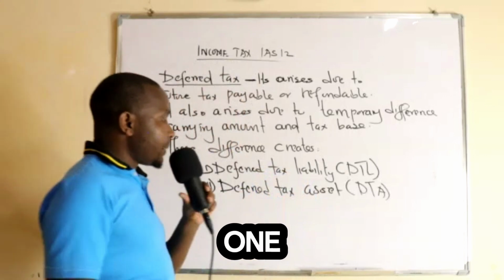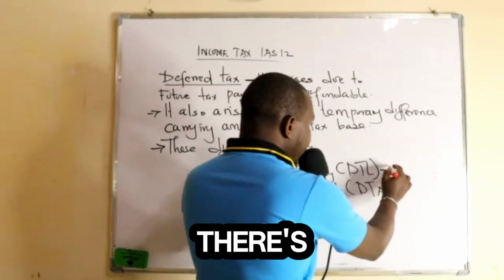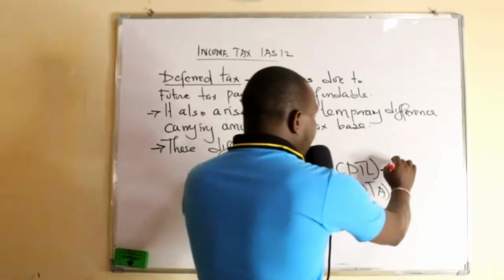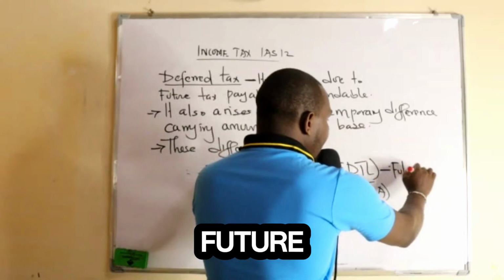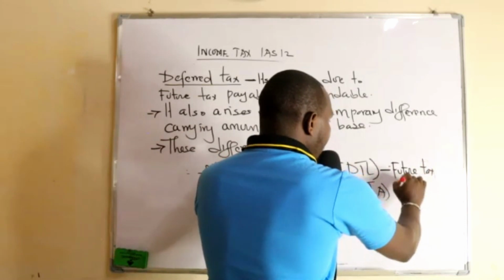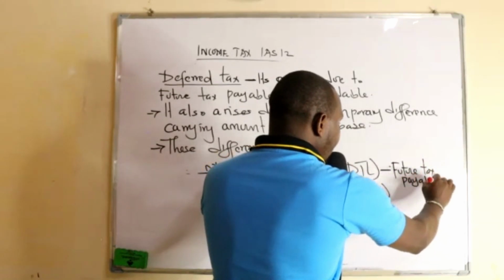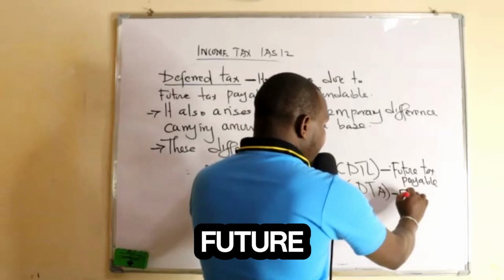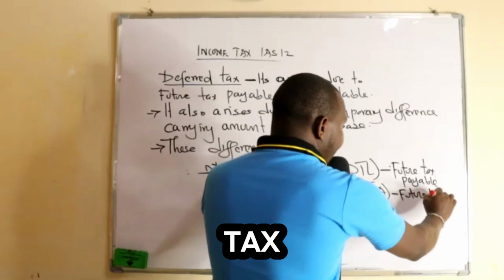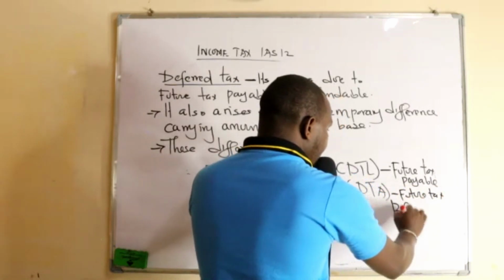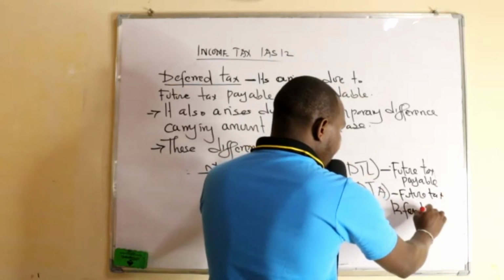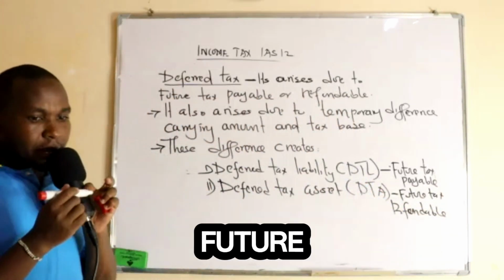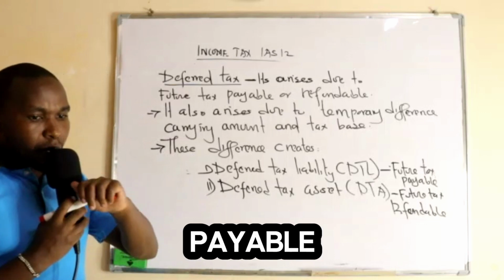So for this one, you put a small note. There's no need to write a lot of literature. Say the DTL is future tax payable. And the DTA is future tax refundable.